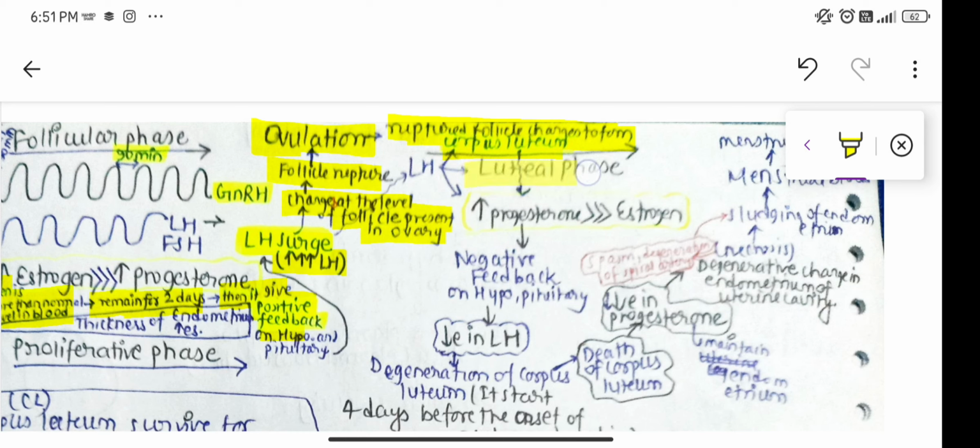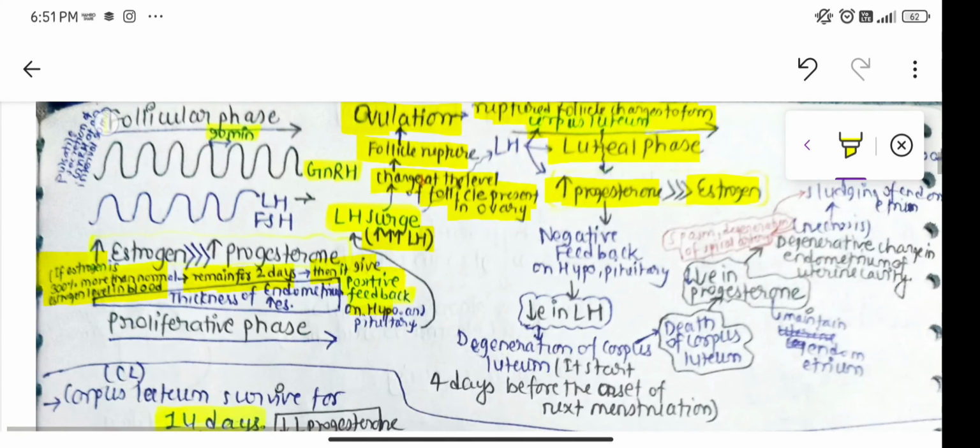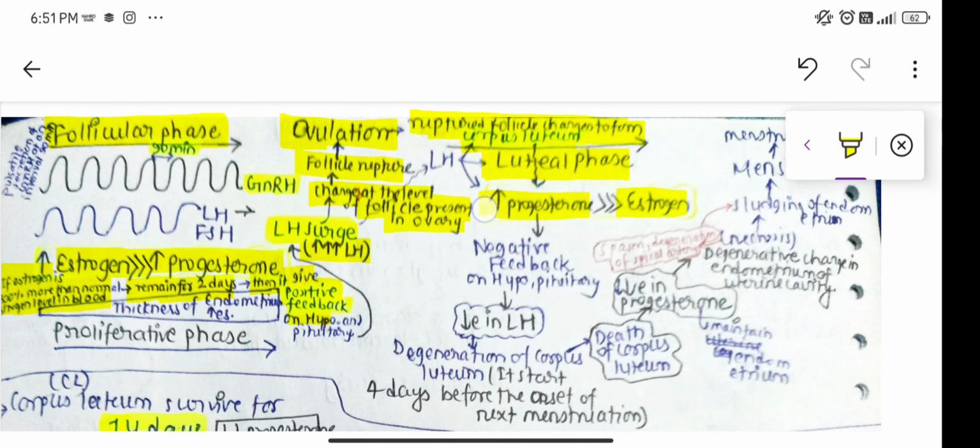This is the starting of the luteal phase, and in the luteal phase there is a very high level of progesterone and then estrogen. Normally in the follicular phase, the estrogen is much higher than the progesterone, but in the luteal phase the progesterone level is much higher than the estrogen level. When the progesterone level is much higher than the estrogen level, this progesterone will cause negative feedback on the hypothalamus as well as the pituitary, and this negative feedback will cause a decrease in the secretion from the hypothalamus as well as the pituitary.